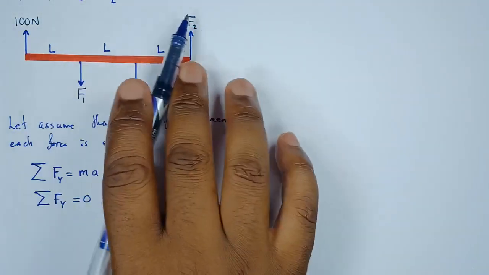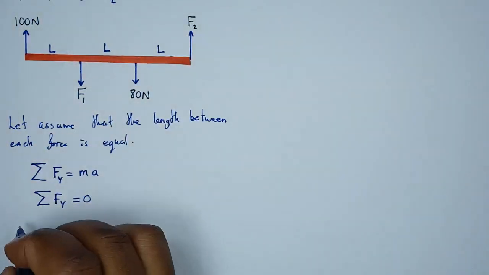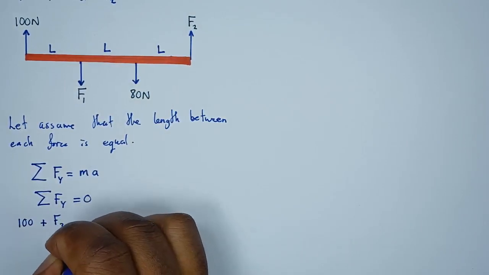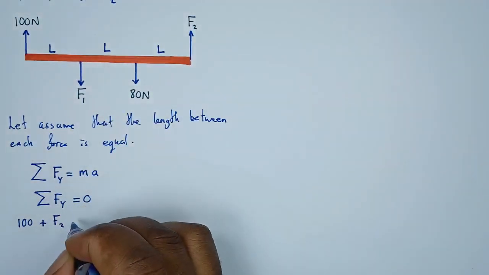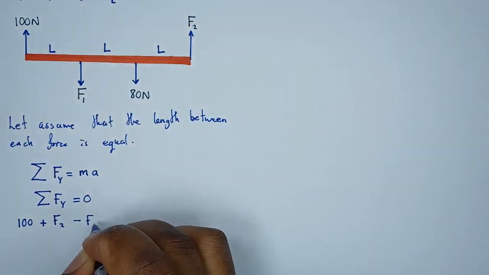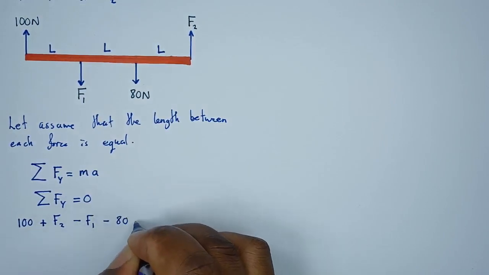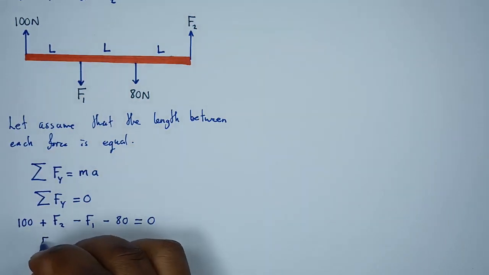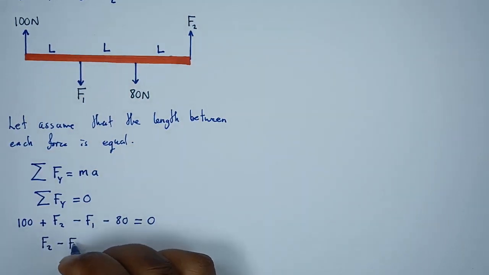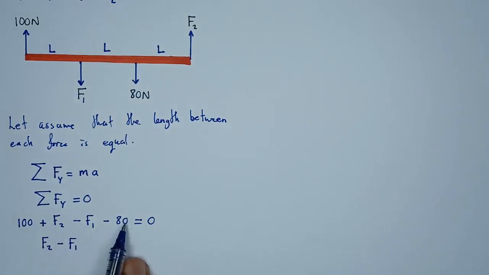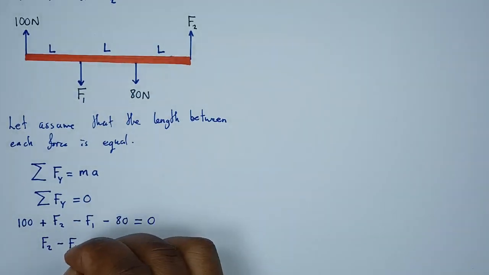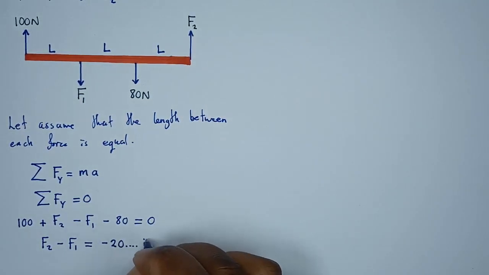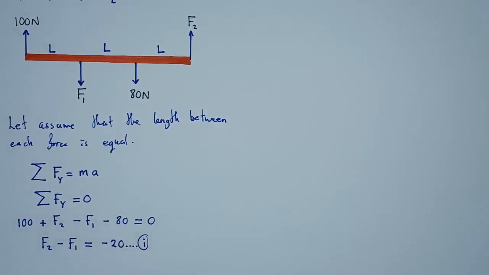So how many forces do we have? We have 1, 2, 3, 4. The forces which are going up will be positive, hence we have a positive 100 plus a positive F2. The forces going down will be negative, so negative F1, negative 80. Everything is equal to 0. This becomes F2 minus F1. 100 minus 80 is 20. So if the 20 crosses the equal sign, this will be equal to negative 20. Let's call this equation 1. For the sake of reference, we'll come back to it.